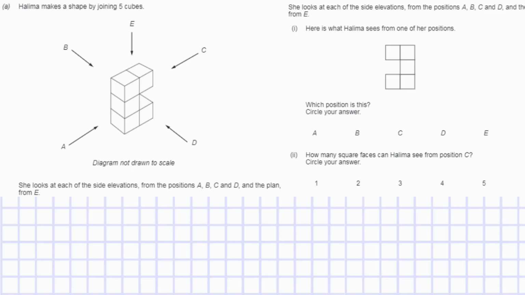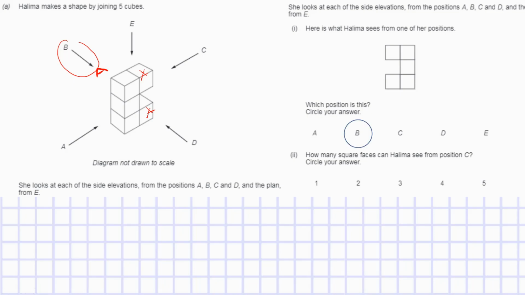Here is the answer. So if we look at what Halima sees from one of her positions here, the only position that it would make sense for it to be would be B. Because if you imagine looking at the shape from B, try and imagine what you would see. You would see 3 squares going down on the side to the right. Not really well drawn there, I know. And then you would see this square and this square. So it would need to be, it's not really well drawn, but we can see that's what we'd see from B. So the position in part 1 has got to be B.